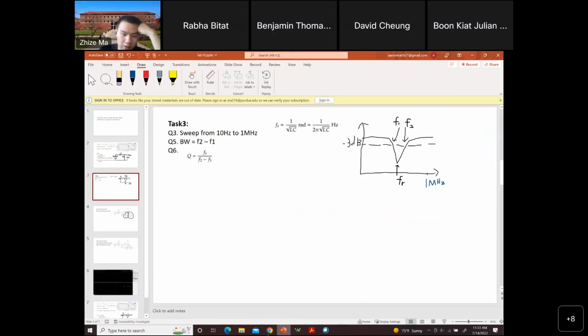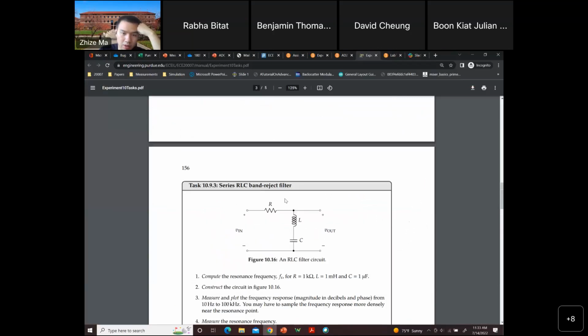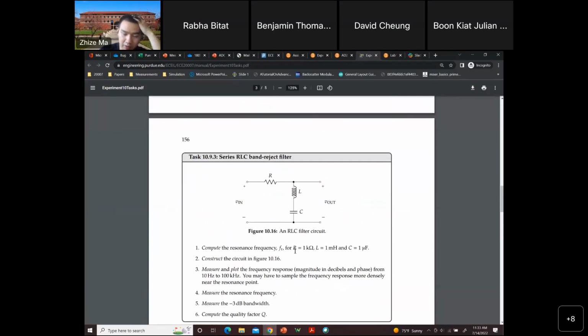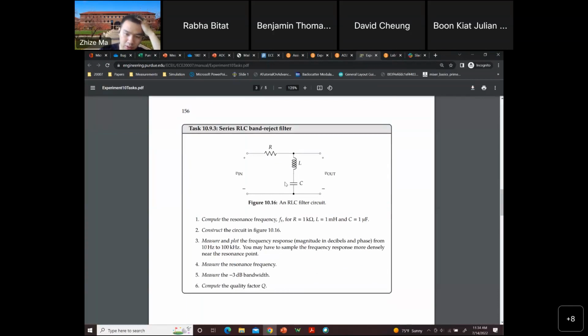Then task number 3 is the RLC band reject filter. The values of the R, L and C are already given, so you just need to build this circuit on the breadboard. The input is connected to the resistor, and you will also use a function generator as the input. And the output is the voltage across the inductor and the capacitor.